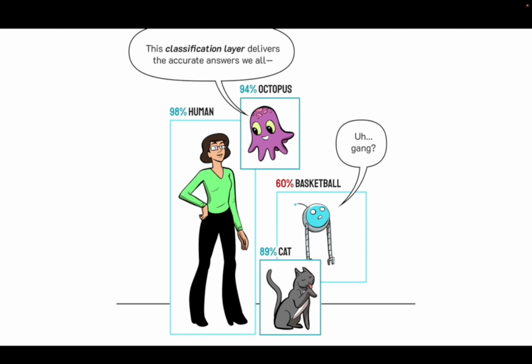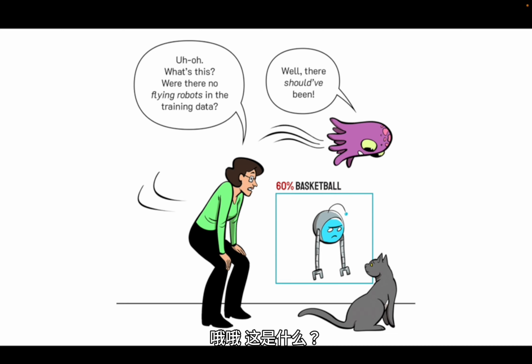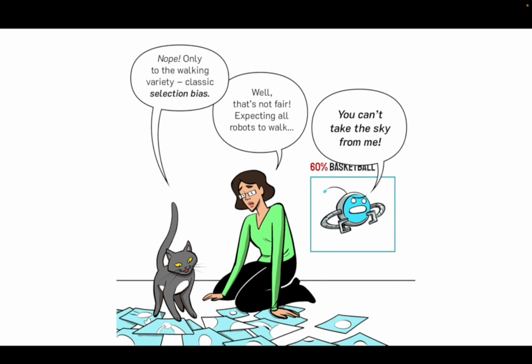Gang? Oh, what's this? Were there no flying robots in the training data? Well, there should have been. Nope. Only the walking variety. Classic selection bias. Well, that's not fair. Expecting all robots to walk. You can't take the sky from me.